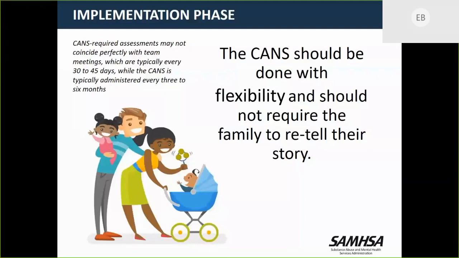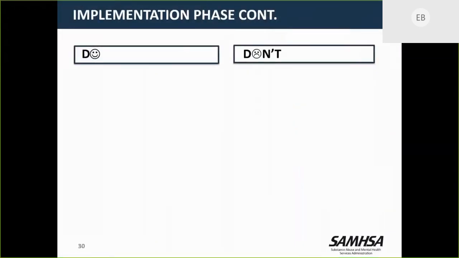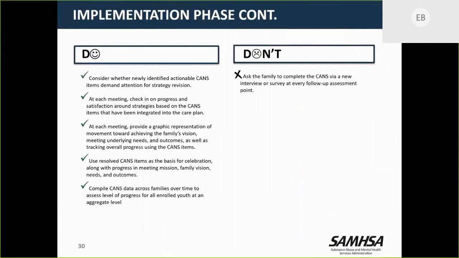All right. So, again, all of this is noted in even greater detail in the guidance document. But we recognize CANS required assessments may not coincide at all perfectly with team meetings, that CANS is typically administered every 3 to 6 months. That data is really critical for systems of care to have, as well as for monitoring progress for individual kids and for all your kids. But it's not going to align with your team meetings typically. Next slide.